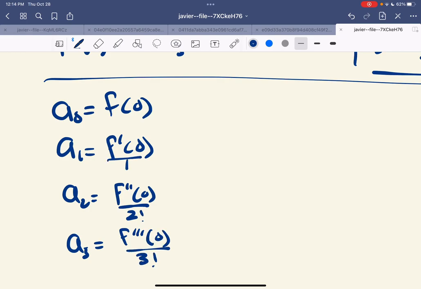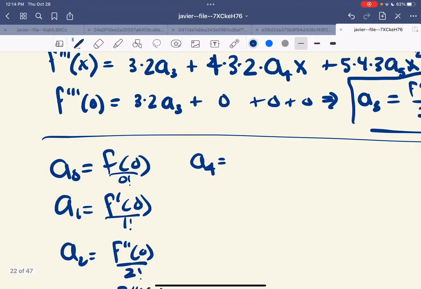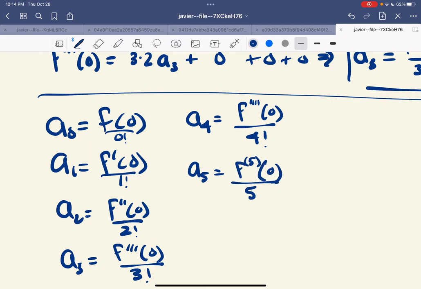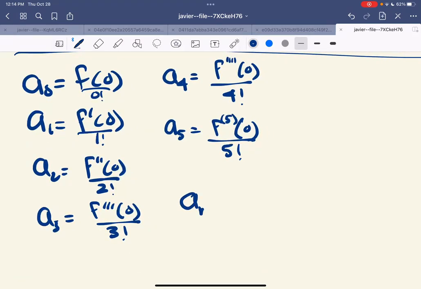In fact, we could have added factorials here on all of these, and it would be easier to see the pattern. So A4, rather than going through this entire song and dance here, we recognize a pattern. It would be the fourth derivative at 0 divided by 4 factorial, and so on and so forth. A5 would be the fifth derivative at 0 divided by 5 factorial. And in fact, I've got the sought-after formula, the pattern, the key to the universe here. All I do is take the nth derivative at 0 and divide it by n factorial.